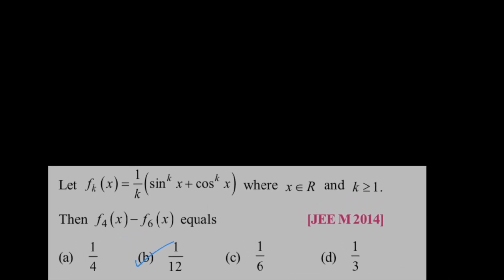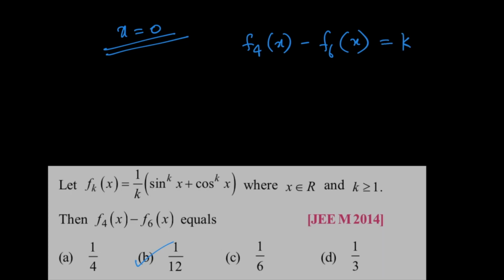When you look at this question, you understand that the answer is independent of x. So irrespective of the value of x, your answer is going to be a number. So what you will do is put x is equal to 0 and get the answer. Of course, fk of x is not independent of x. It's definitely a function of x. But f4 of x minus f6 of x is a constant. This is indicated by the options, because the options are all constants. So to get that constant, you're going to find f4 of 0 minus f6 of 0.